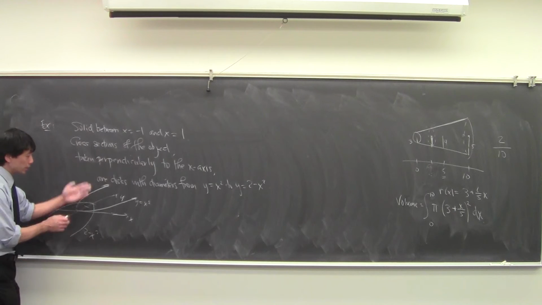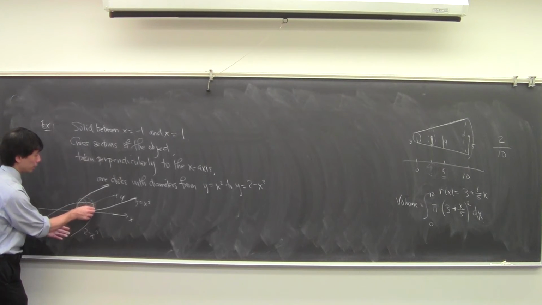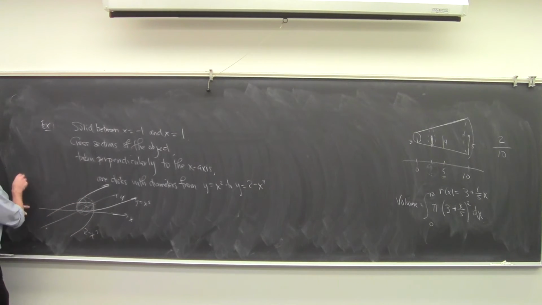Okay, so for each slice you get a circle. The circle changes size, right? Like this. So you have this one parabola, you have this other parabola, right? And then you take this line and you spin it around and you get a circle. And for every line here, you spin it around, you get the circle.